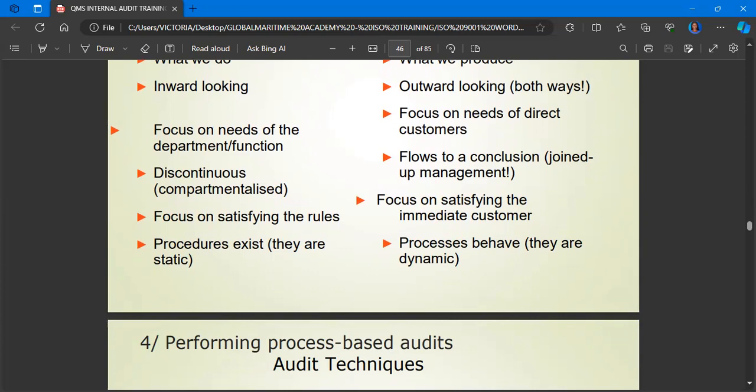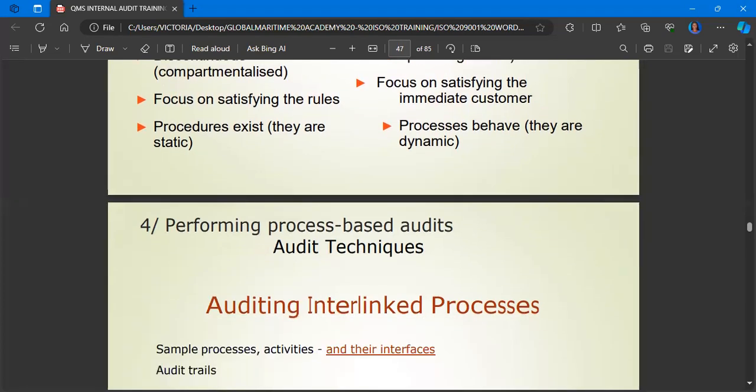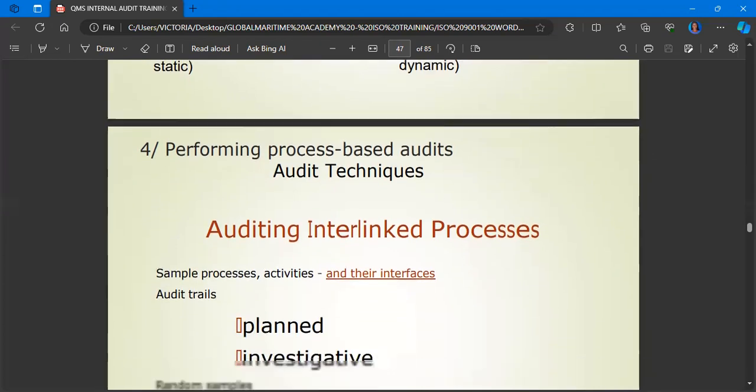Processes behave. They are dynamic. They're not static. It's procedures that are static.